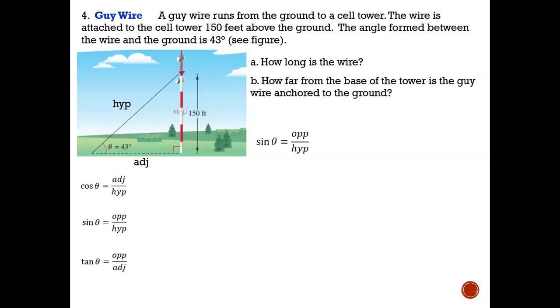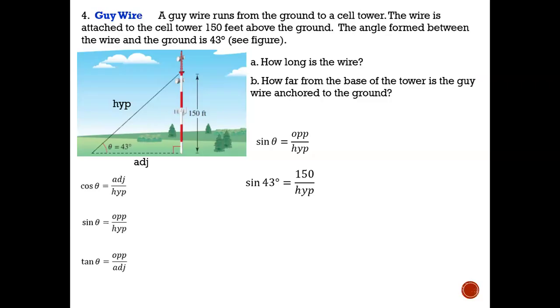So what we want to use is sine of theta, which gives me opposite over hypotenuse. And I want to use this one because I'm trying to solve for the hypotenuse, and I don't know the adjacent, but I know the opposite value, which is the 150 feet. So I can plug this in with the stuff that I know.